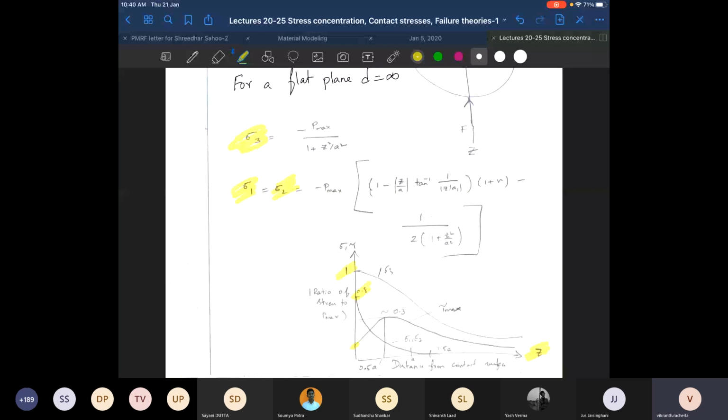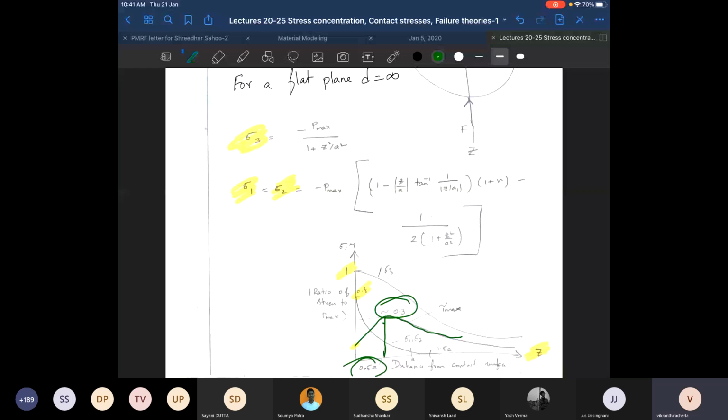So if I look at shear stress as a function of depth, what do I find? It actually increases as I go inside and then starts to drop. Where is it maximum? It is maximum at a depth of about 0.5 times the radius of the contact patch. And what is the value at which it is maximum? It is about 0.3 times P max.